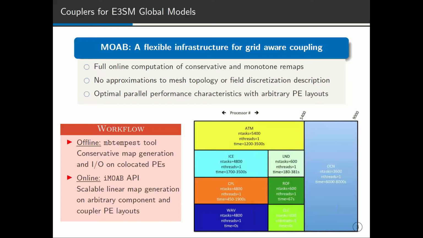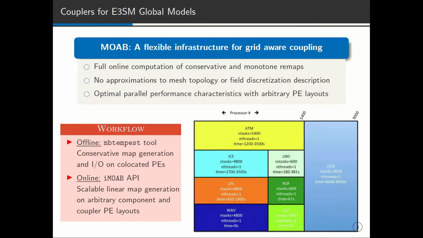So with MOAB, we have the full online computation of the conservative and monotone remaps with Tempest Remap underneath. And there is no approximation to the mesh topology or the field discretization. This is especially true if you are transferring the data directly from a spectral element grid to, say, finite volumes. And also, MOAB has been shown to be scalable. It can work on arbitrary PE layouts, but works pretty well with the E3SM setups that we are constantly running. So the right figure shows an example of a PE layout for a full coupled model run.